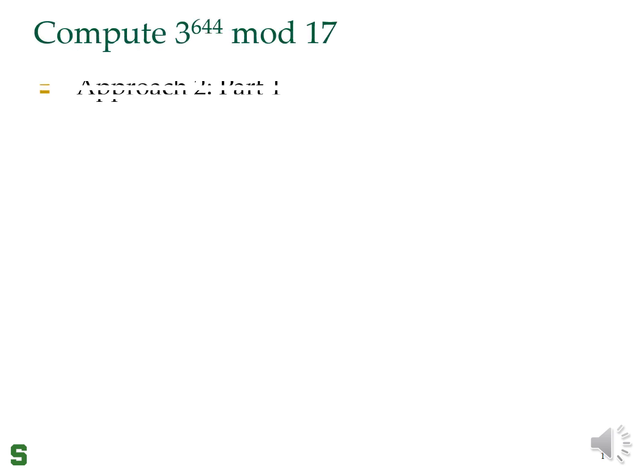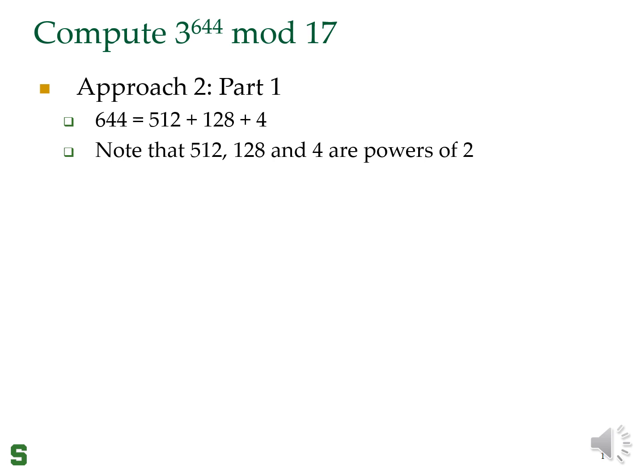Let's look at an alternate approach to compute the same formula, 3 to the power 644 mod 17. Now this approach will appear to be a little bit more complex, but it's going to be much more efficient. So first I'm going to write 644 as 512 plus 128 plus 4. Note that the numbers that we chose are powers of 2, and the way we would go about finding these numbers is by doing base conversion to base 2, and that will give us the numbers that are needed.